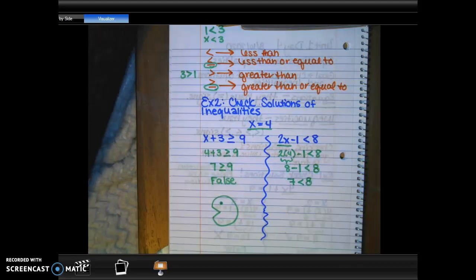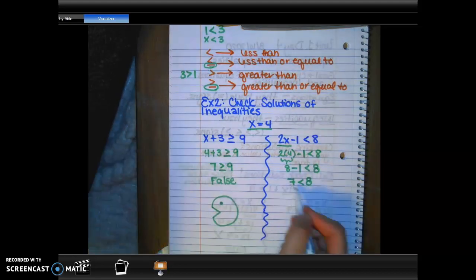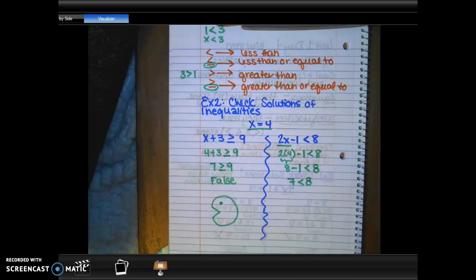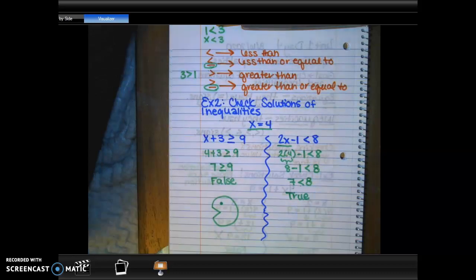Okay, so remember, it's going to eat the bigger number. Is 8 a bigger number than 7? Yes, it is. So that means 7 is less than 8. That is a very true statement, so our answer is true. Just like with the other example, in your assessment that you'll be doing later, where you're going to be checking the solutions of inequalities, you're going to tell me true or false once again, okay?